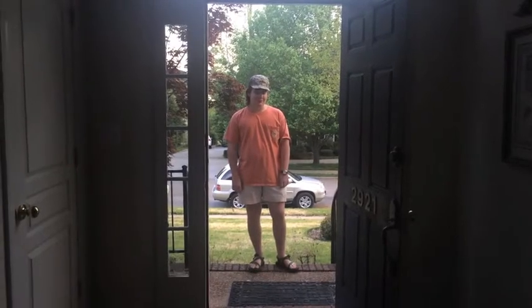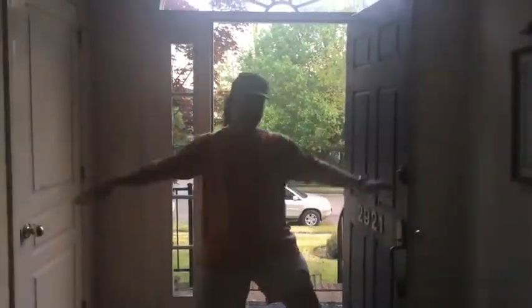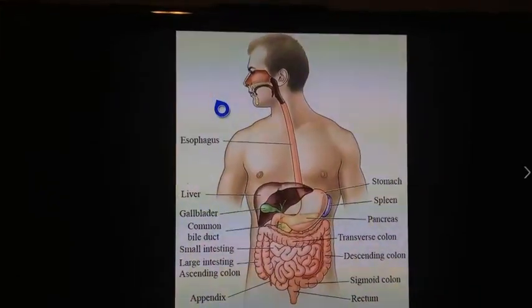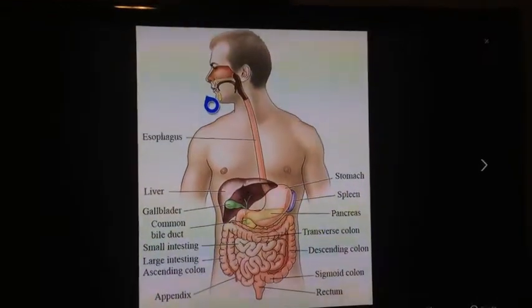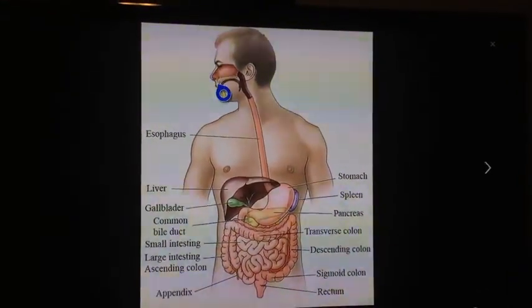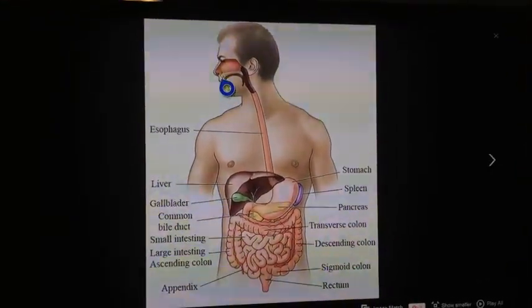This octopus is food. The digestive process starts when the food enters the mouth, and this process is called ingestion. When the food enters the mouth, ingestion begins. The teeth and tongue help to compound the food for further digestion.